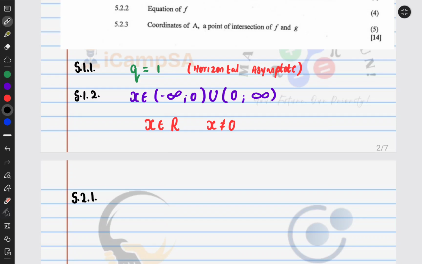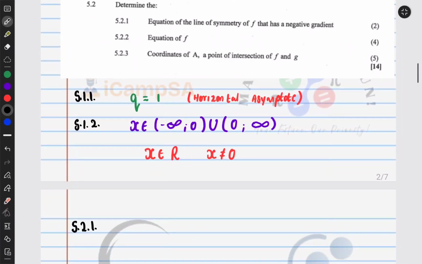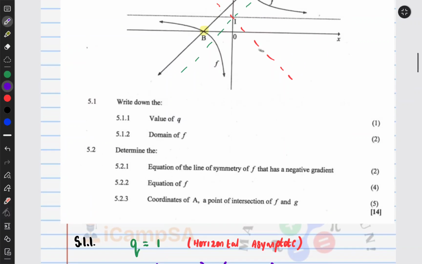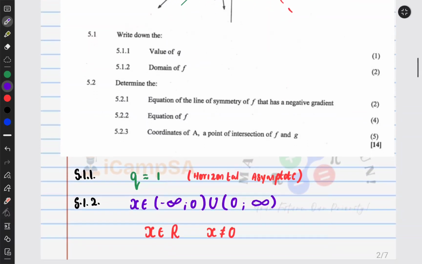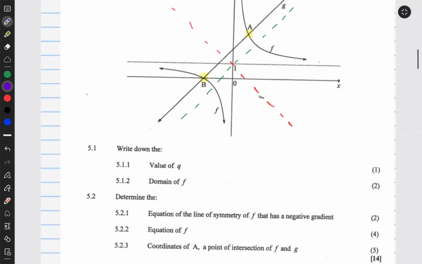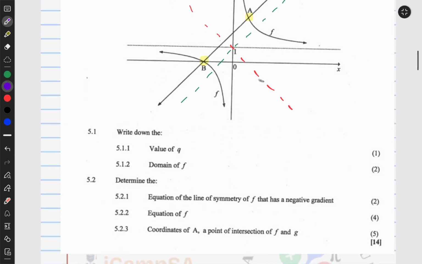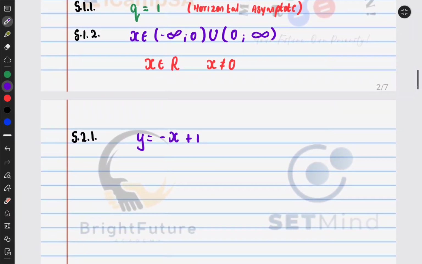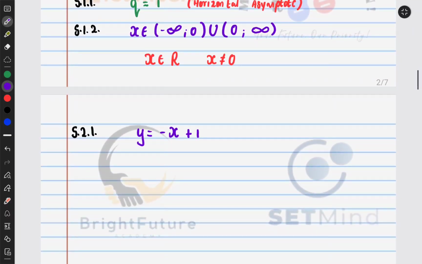Okay, so for 5.2.1, the axis of symmetry with a negative gradient is going to be y = -x + 1. The negative x stands for the negative gradient, and that plus 1 is the y-intercept, which takes place there at the asymptote. So y = -x + 1.